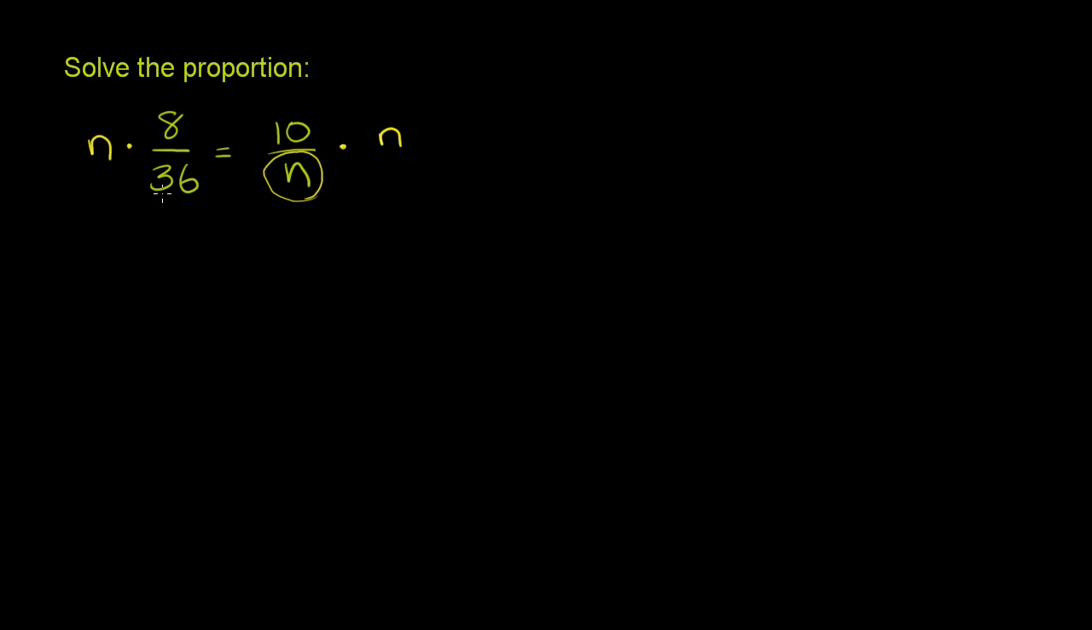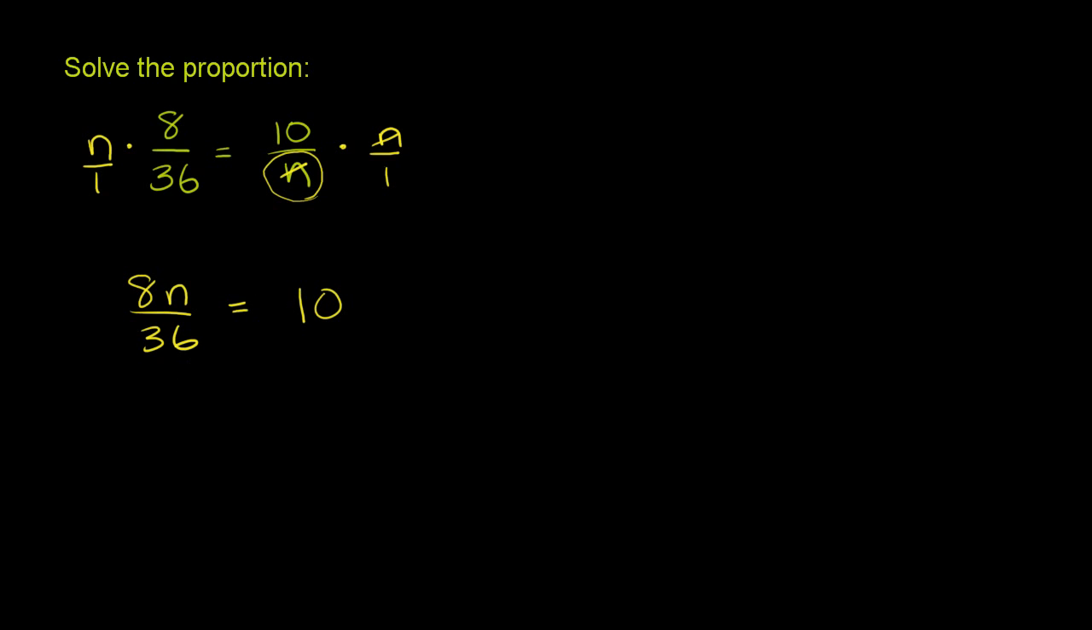So if you do that, the left-hand side of our equation becomes 8 over 36 times n, or you could even view it as 8n over 36, because you could really view this as an n over 1. So the left-hand side becomes 8n over 36. And then that will be equal to 10 over n times n over 1. This n and that n cancel out, and you're left with 10 over 1, or just 10.